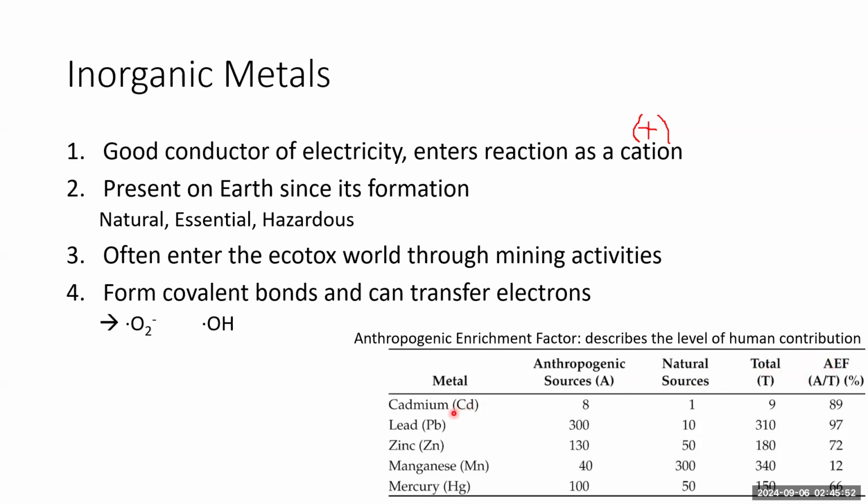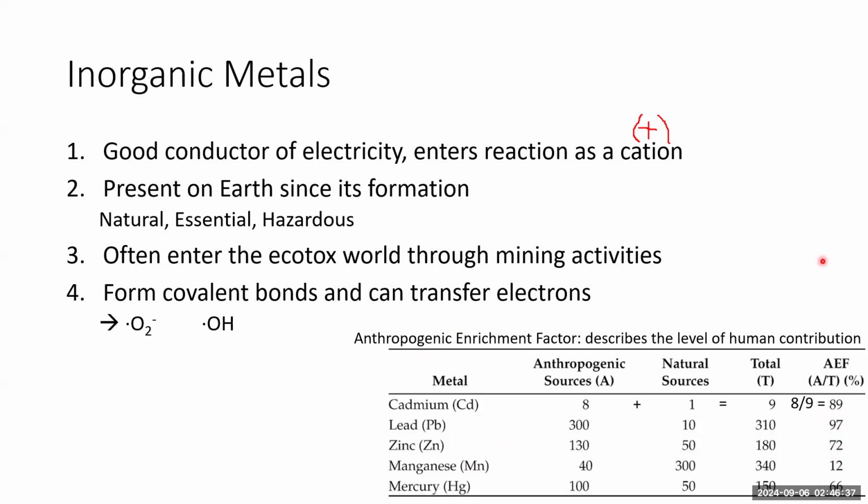So just to map this out, you would take your anthropogenic, add it to what's present naturally, i.e. background. That gives you your total, and then you would divide the anthropogenic, 8, by the total, which would give you 89%. So what this first line is saying is that 89% of the cadmium in the environment is coming from anthropogenic sources. So the anthropogenic enrichment factor of cadmium in the environment is 89%. For lead, the anthropogenic enrichment is 97, so on and so forth. So we can calculate that for almost any of our metals.